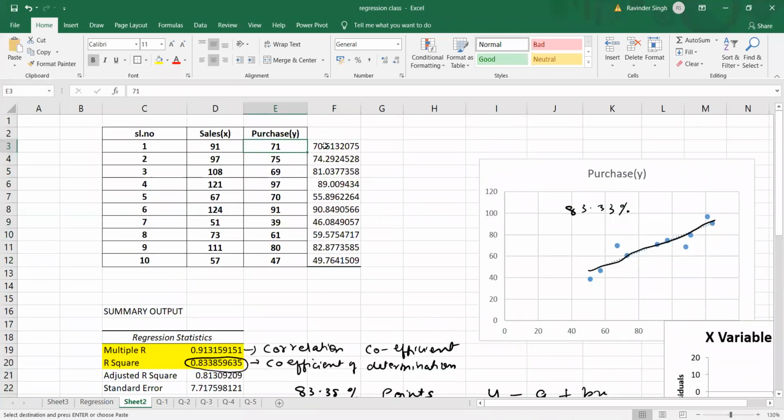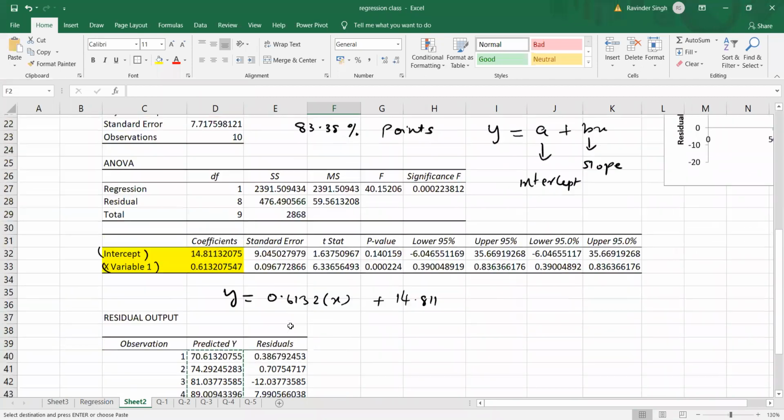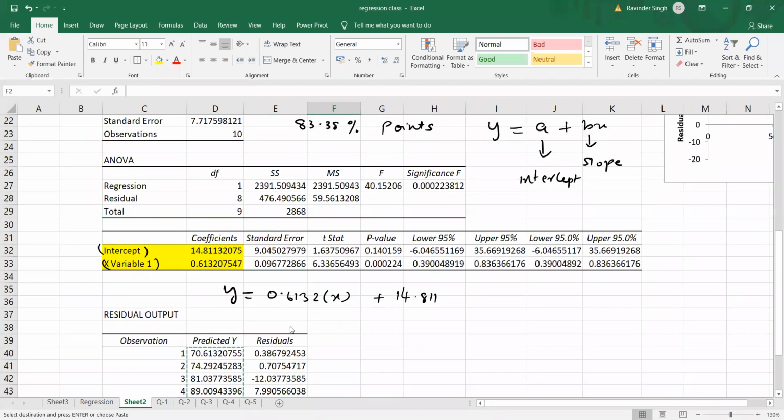Actual value is 71, predicted value is 70, 75, 74, 69, 81, 97, 89, 70, 55. So this is the predicted y value, and this y has been predicted based on this y hat, the line of regression.